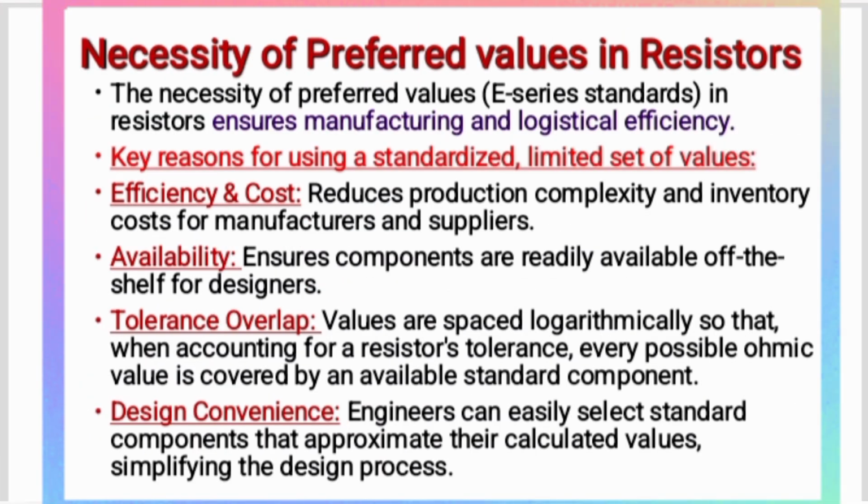Necessity of preferred values in resistors. The necessity of preferred values, E-series standards, in resistors ensures manufacturing and logistical efficiency. Key reasons for using a standardized, limited set of values: Efficiency and cost, reduces production complexity and inventory costs for manufacturers and suppliers. Availability, ensures components are readily available off the shelf for designers. Tolerance overlap. Values are spaced logarithmically so that, when accounting for a resistor's tolerance, every possible ohmic value is covered by an available standard component. Design convenience. Engineers can easily select standard components that approximate their calculated values, simplifying the design process.